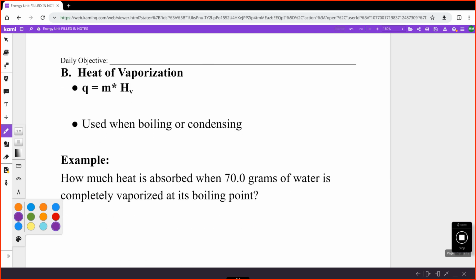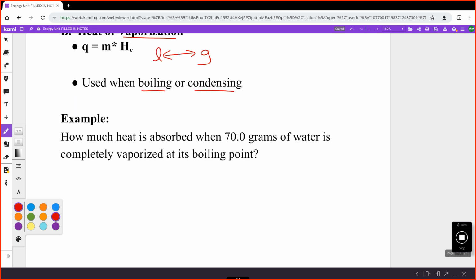Heat of vaporization is the same type of formula where it's just heat, mass, and a value. But the only difference here is we're doing the phase change of vaporization, so when we're turning a liquid into a gas. But just like the heat of fusion, that value and that formula is the same when we go the other way. So anytime we're dealing with a liquid to gas or gas to liquid, boiling or condensing, we're going to be using this formula. So let's put it to use.